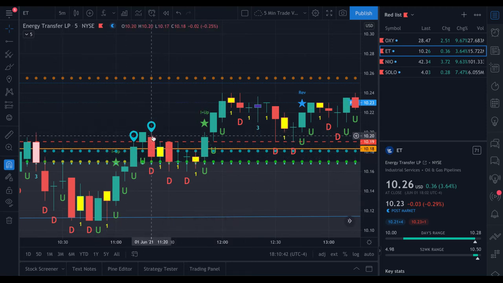Sometimes I'll get back in and I'll draw an alert around where I see resistance, which I would have put at the top of this candle, which is right where my stop was. But I didn't do that. So that was ET.